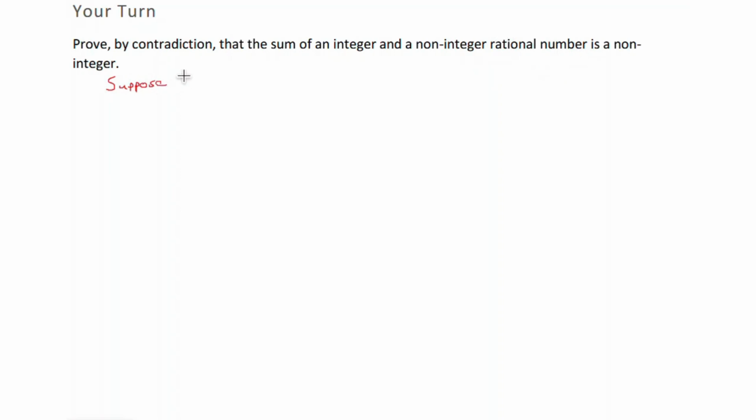So suppose the sum of an integer and a non-integer rational is a non-integer, so is not a non-integer, so is an integer. That is the negation. The opposite of "is a non-integer" is "is an integer."